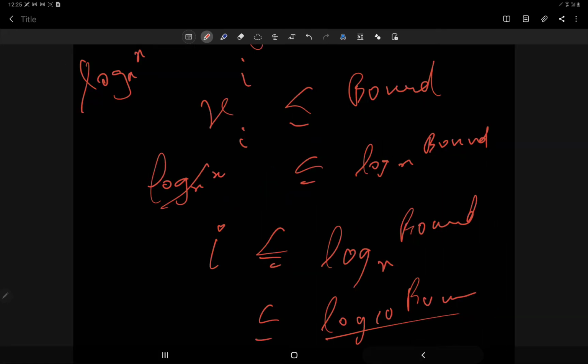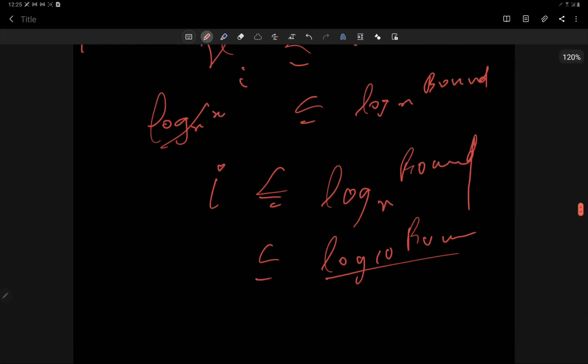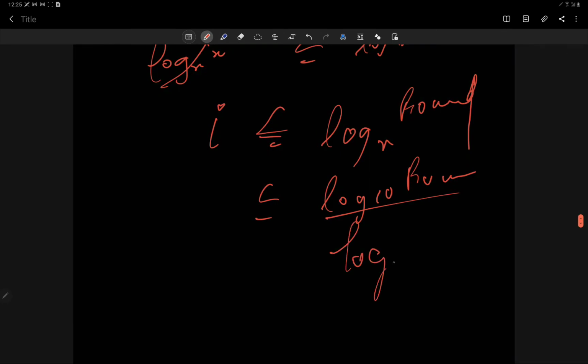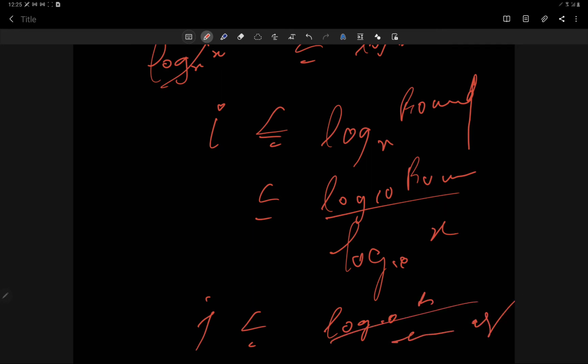by log 10 to the x. Similarly, j is less than or equal to log 10 to the bound by log 10 to the power y. I hope i and j are clear, and how we are going to define the stopping criteria. We can do it in 2 steps, but this is a better approach, taking the logarithmic point of view.